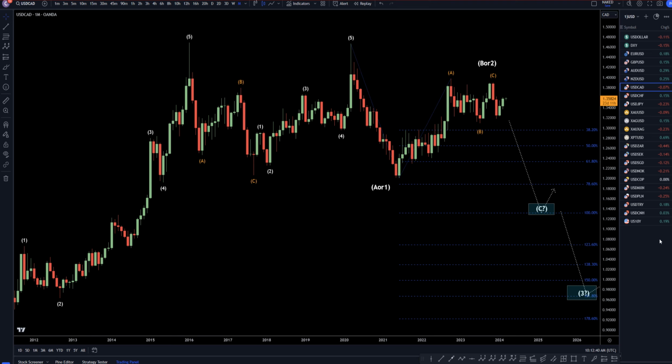Today is Wednesday, March 6th, and this is my analysis of the US dollar Canadian, starting on the monthly, working my way down to the 1 hour time frame for the full top-down analysis.